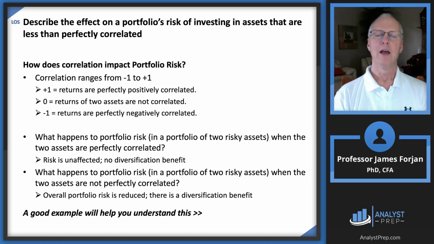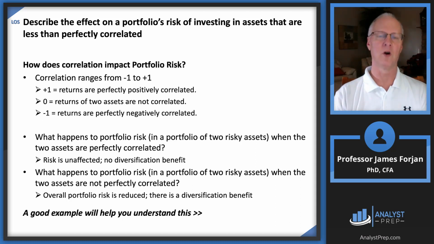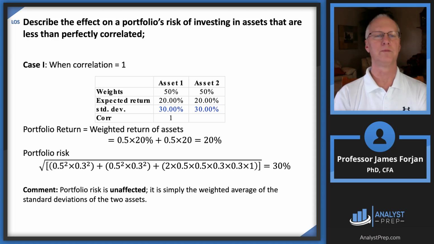Okay? And then if the assets are perfectly negatively correlated, then there is a total risk reduction. But if they fall somewhere in the middle, that's where most of the stuff on the exam is going to fall, then there is a diversification benefit. Let's go ahead and work through a couple slides that will illustrate this point.